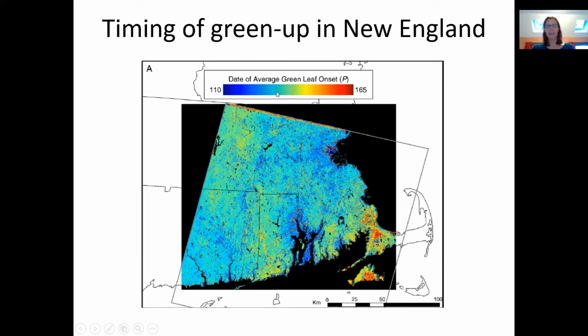So everywhere from this light green, so 110, this is days, right? So we're talking about a couple of weeks in terms of the difference between the mid blues to the mid greens. And the folks who wrote this paper found that a lot of that variation was actually due to micro topography.